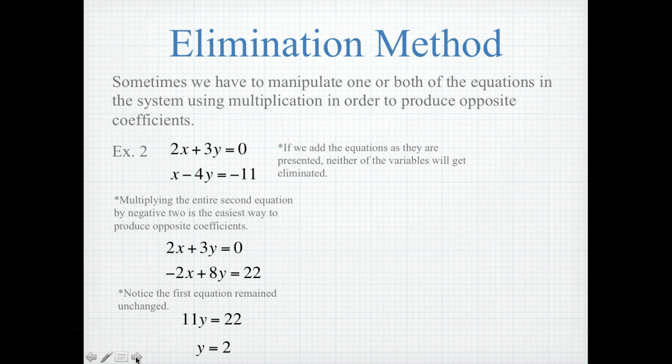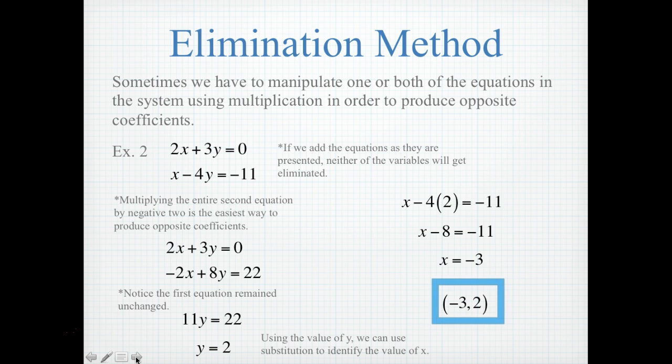Now I'm in a position where I can add the two equations together and eliminate the variable x. Doing so gives us 11y equal to 22, allowing us to find the value of y equal to 2. Now we're not done. We still have to go plug that back into one of the two equations and solve for x. So y is equal to 2. Plugging that back into the second equation, we get x minus 4 times 2 is equal to negative 11. Simplifying and solving gives us a value of x equal to negative 3. Expressing our answer, we have negative 3, 2 as our solution.